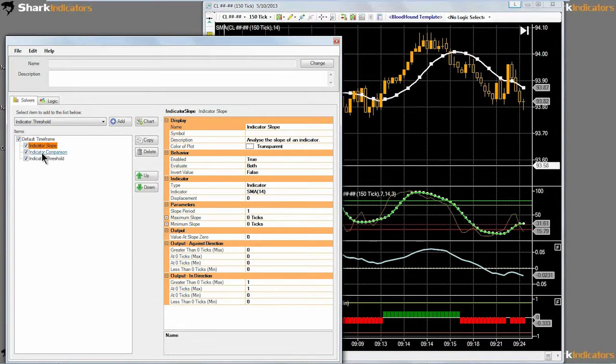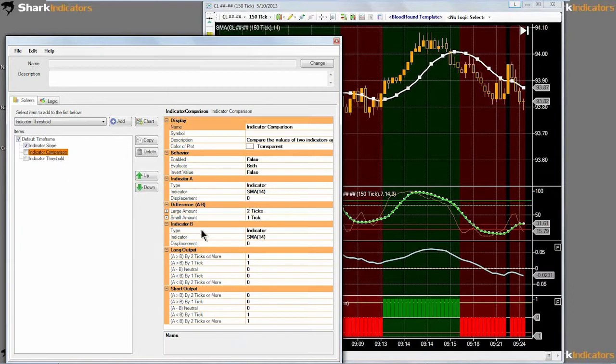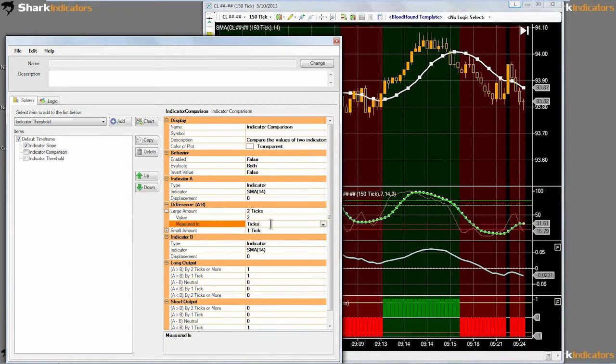All right, so let me start off with the slope solver and create some examples to show how the different measurement works. This parameter section is a measurement. It allows you to select a measurement of the slope, and the comparison solver allows you to measure an actual distance. You can measure a distance in ticks or a distance in points. Those are the two common ones, but of course you could also measure a distance in ATRs and Renko bricks.